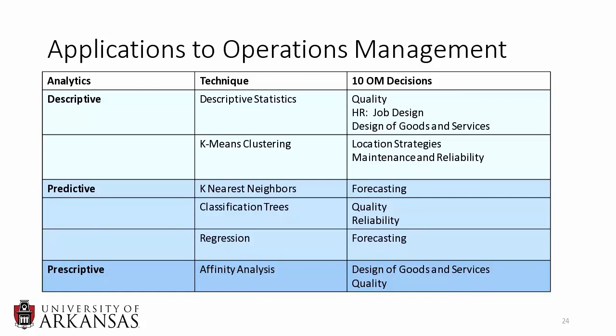If you wanted to do the K-means clustering, that is great for location strategies, and it's also got some applications to maintenance and reliability, like we saw in our example about whether your machine is going to melt or not. The predictive analytics, we've got the K-Nearest Neighbors, that is a forecasting technique. Now, many of you who've come through our Intro to Operations Management class are all about moving averages and exponential smoothing for forecasting time series.